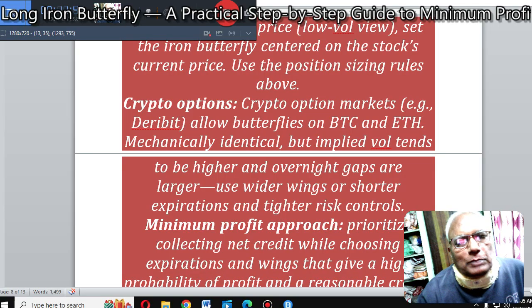Crypto options market: you can trade butterflies on BTC and ETH. They are mechanically identical, but implied volatility tends to be higher and overnight gaps are larger, so use wider wings or shorter expiration and tighter risk controls.